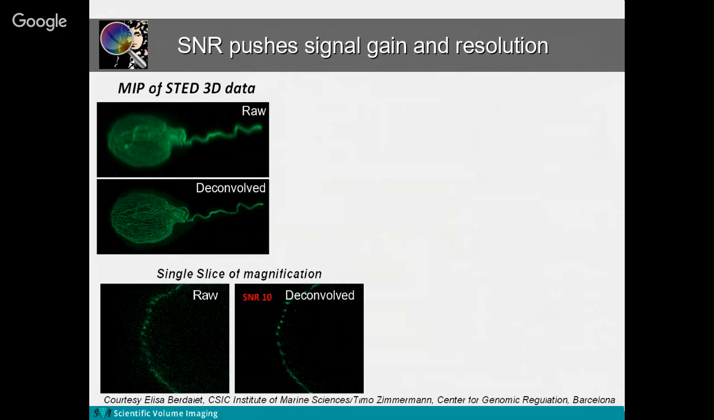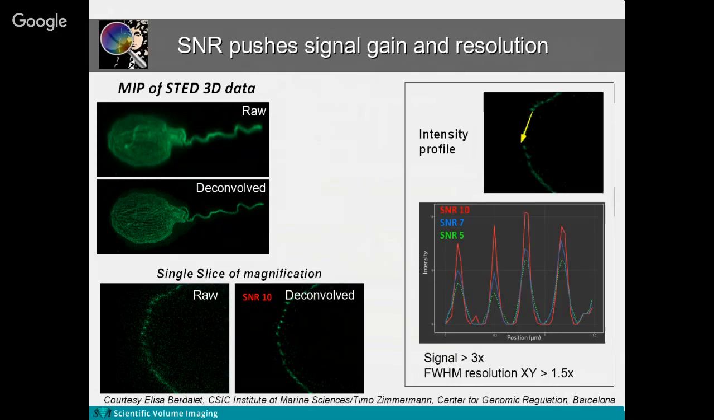This is a specific STED 3D image of a dinoflagellate, and we want to thank Elisa Berdalet and Timo Zimmerman from the Center of Genomic Regulation in Barcelona for this great image. You can see in the MIP rendered data, raw and deconvolved, and in the single slice, the improvement after deconvolution. With increased SNR values, you are able to increase the signal and resolution. The line profile here shows that with different SNR values, the signal can improve up to 3 times and resolution to 1.5 times in XY.